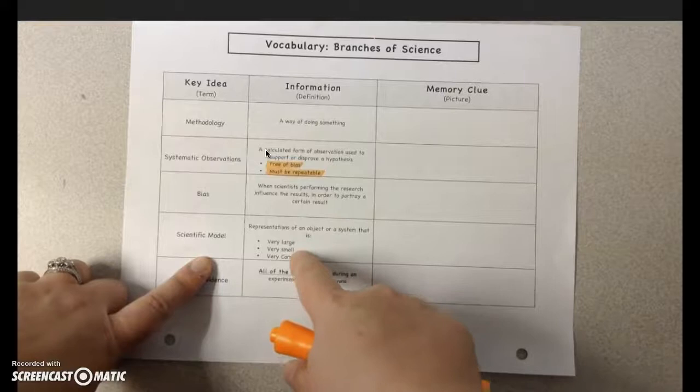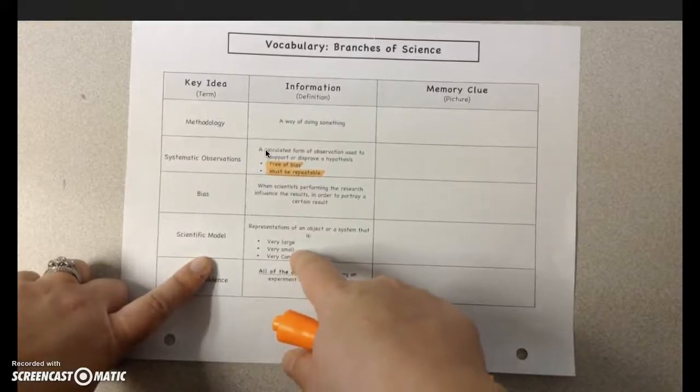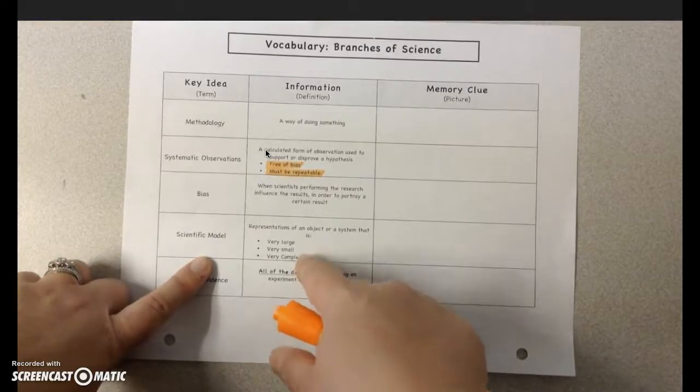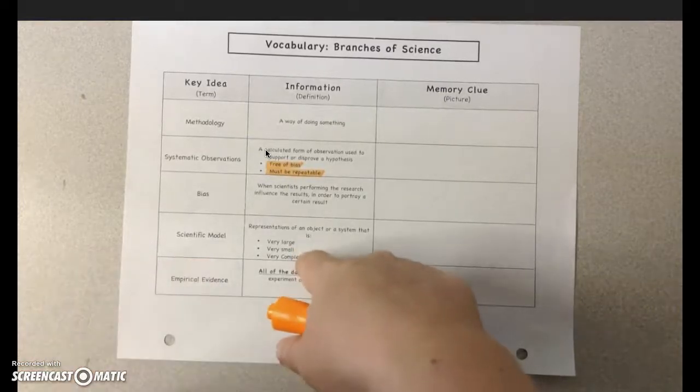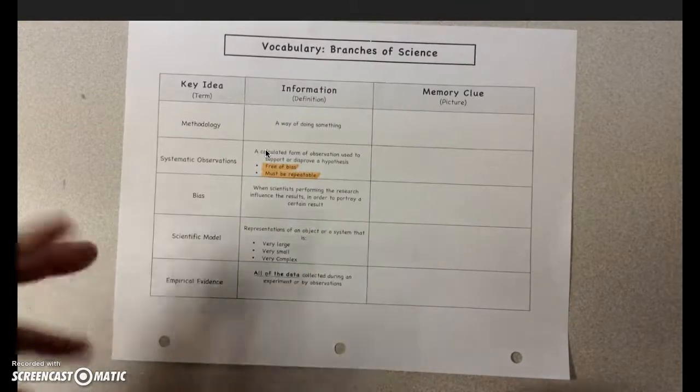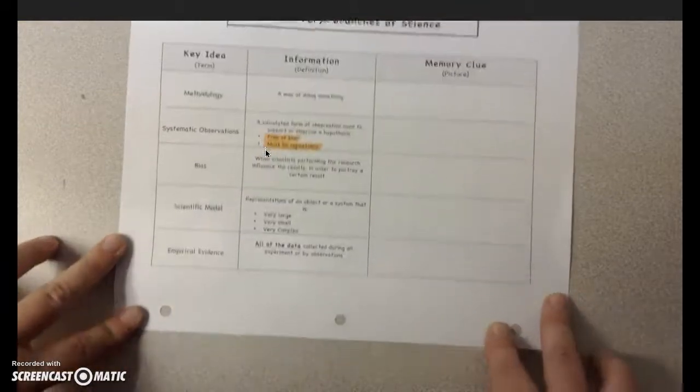So something that's very small would be like the structure of an atom. That would also fall into the very complex. And another thing would be like a cell is too small to see with the naked eye, so we would have to build a model to be able to observe it and collect data on something like that.